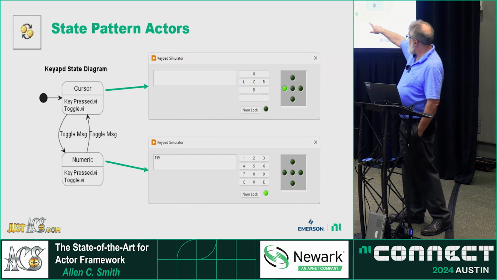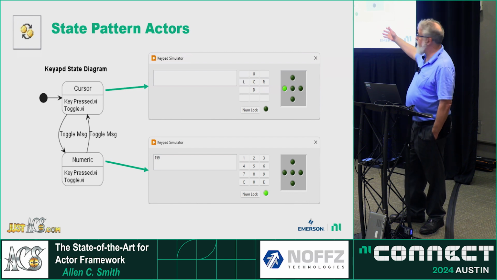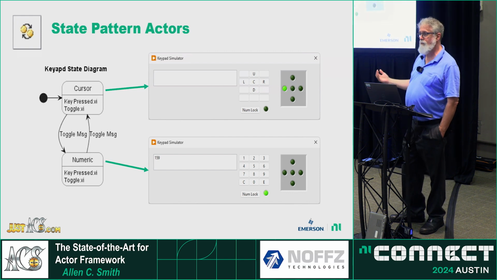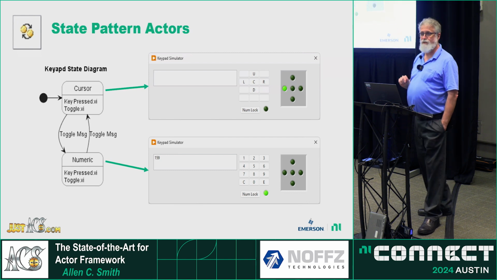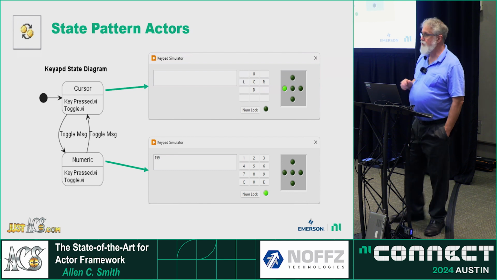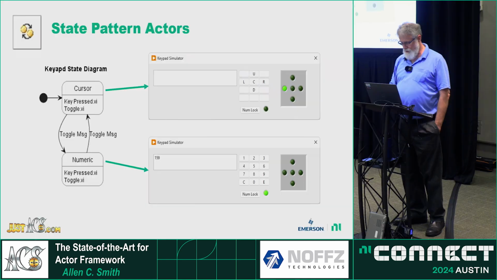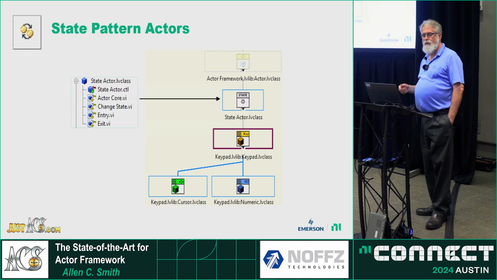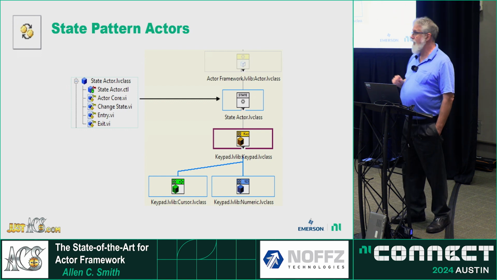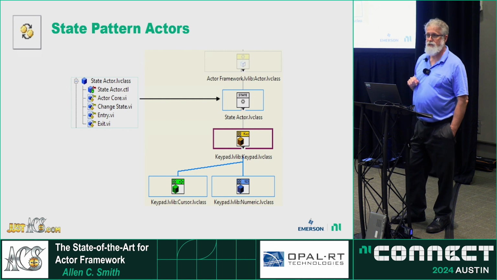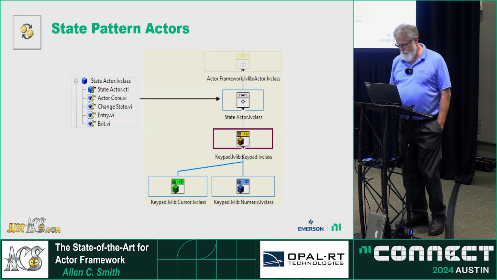And you can see on the left over there is a state diagram. You see the two states, a cursor or a numeric keypad mode. And you can see the key pressed method shared by both of them with completely different results depending on the mode that you're in. So if you need an actor that can do this, you can go to vipm.io, download state pattern actors, have your actor inherit from it, and it gives you a standard mechanism for managing state transitions, and then you build your actors on top of that, okay? That's one example.